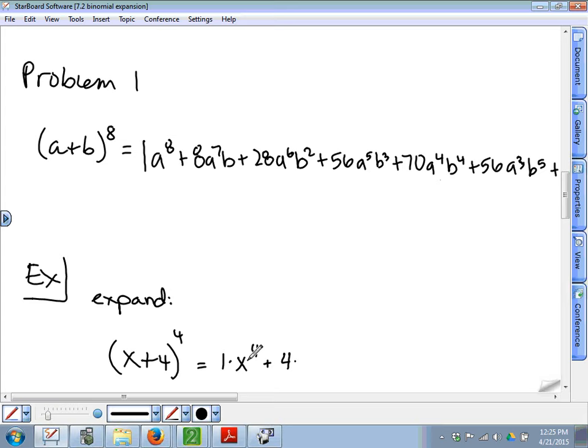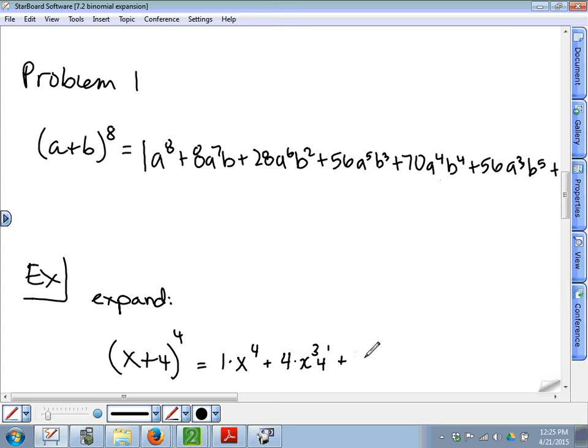And then what should happen to the power of X? Goes down by 1, so it's X to the 3rd. But rather than having a B here, we have a 4. But it acts the same way. So we're going to multiply this by 4 to what power? All right? Then we move on to the next term.